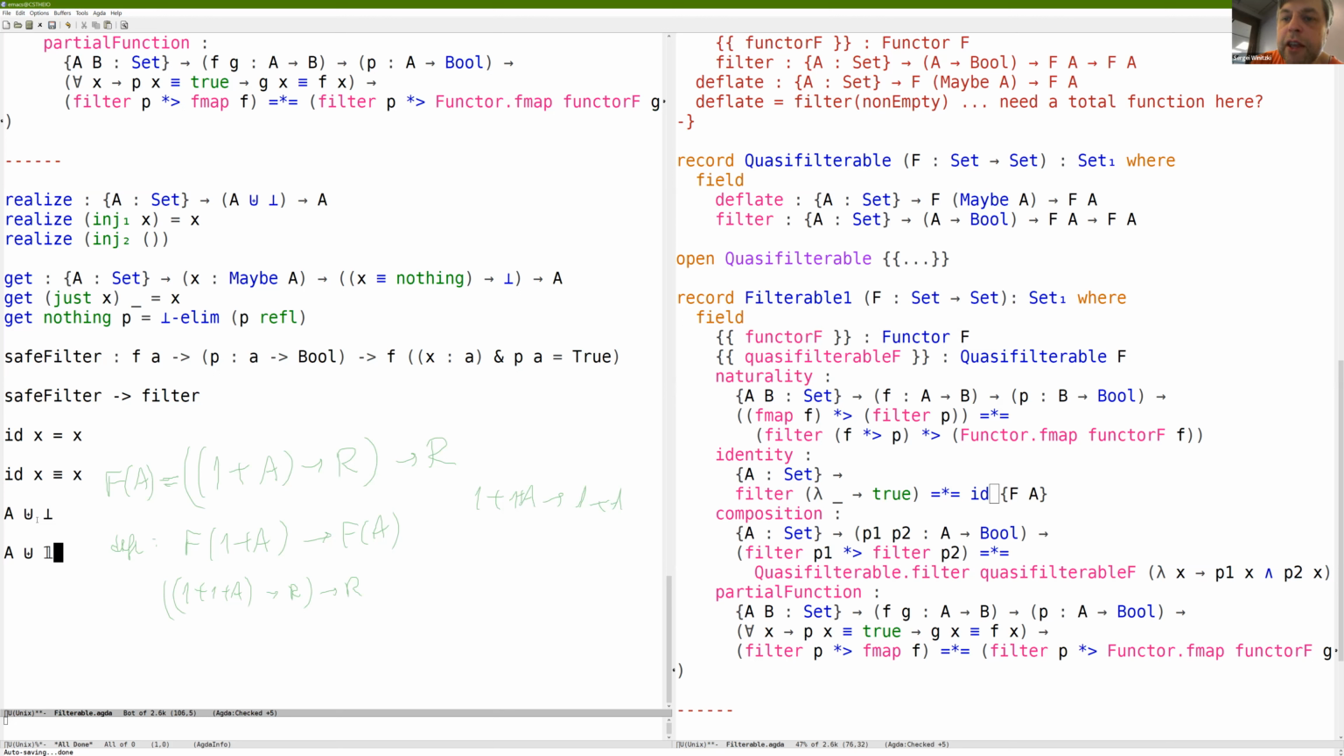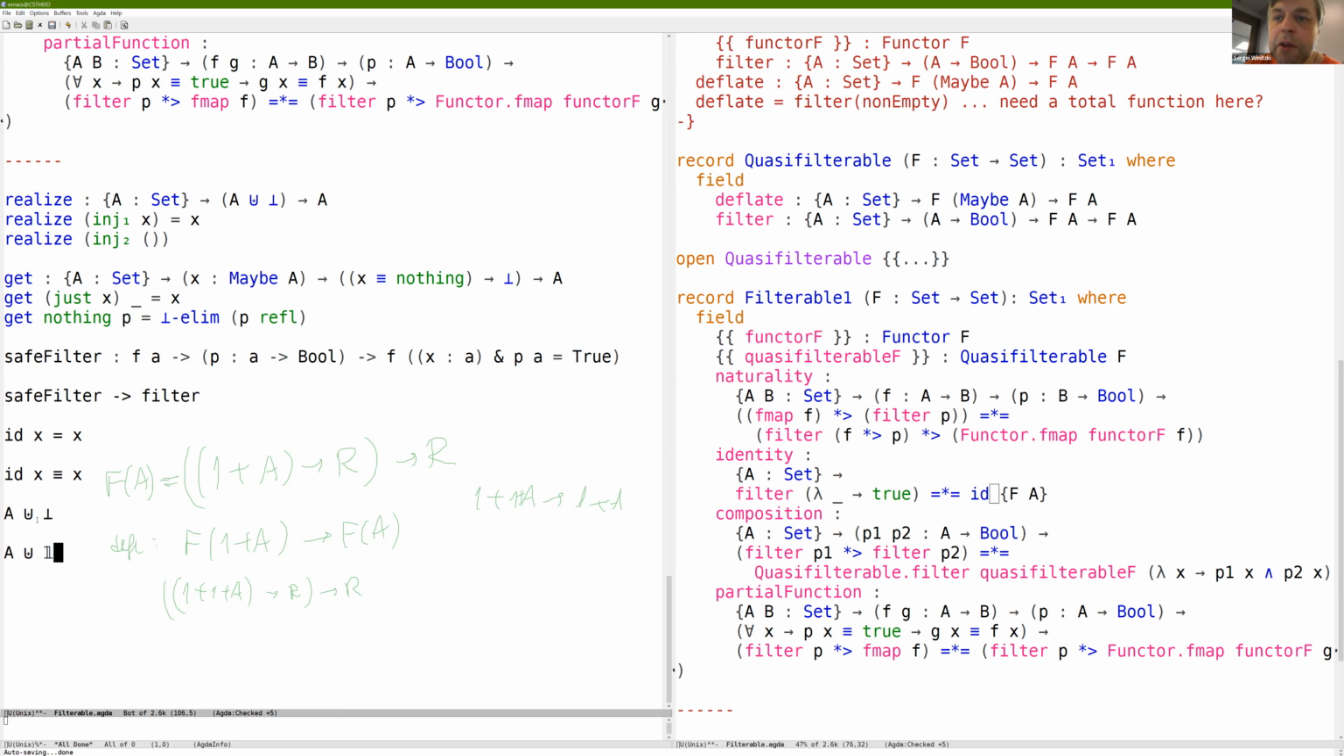And by just looking at this, you can see this works for any functor f. So that's why this construction f of 1 plus A is a universal kind of construction that makes a filterable functor out of anything, out of any functor. Anyway, that's all I wanted to say. So this is an example that you want to keep in mind.